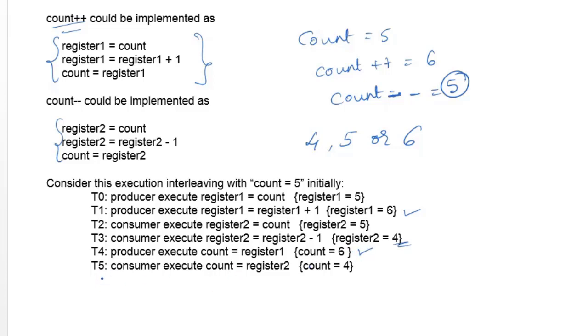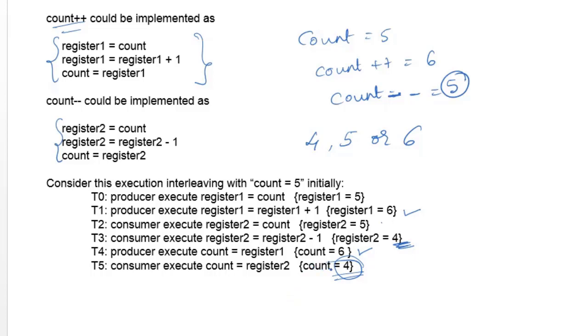At time t5, the consumer process has gained access and it is executing its last instruction, that is count is equal to register 2. Now the register 2 value, which is 4, is updated to the count. So what is the last value that has been updated? It is 4.